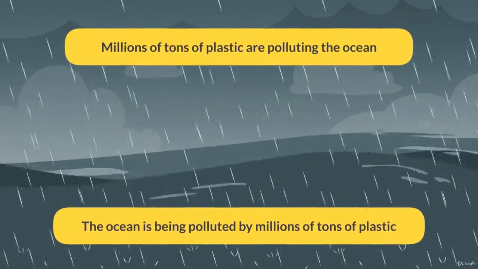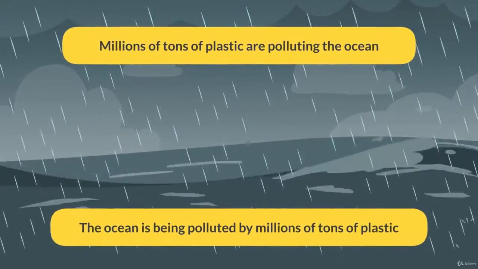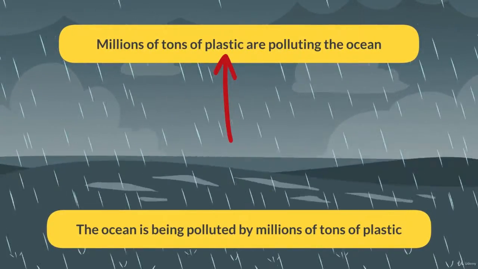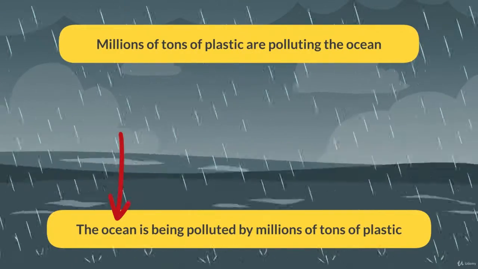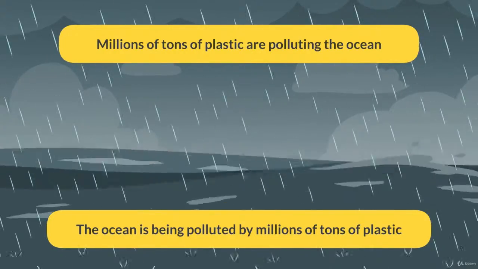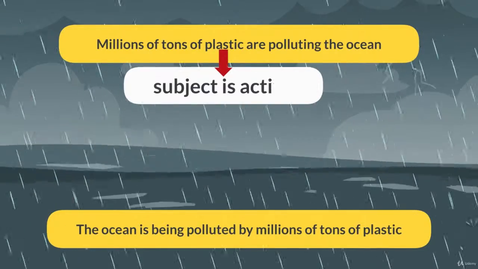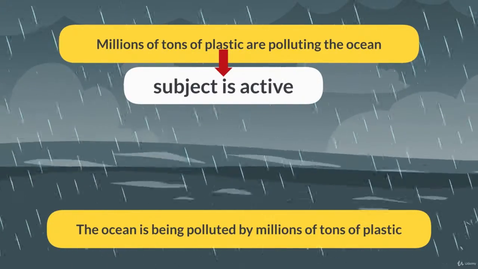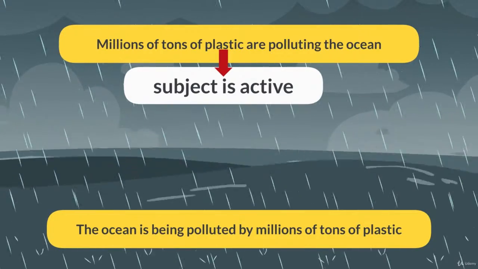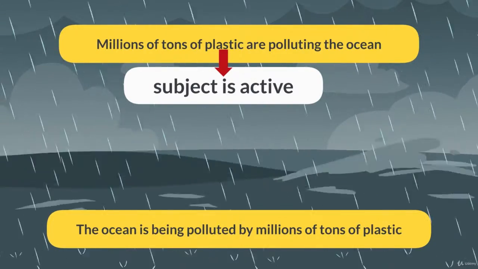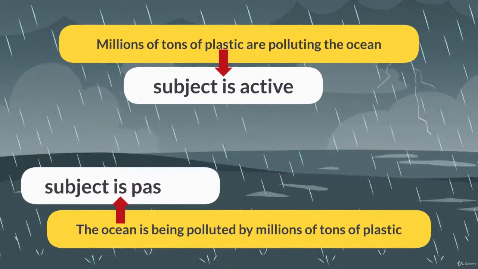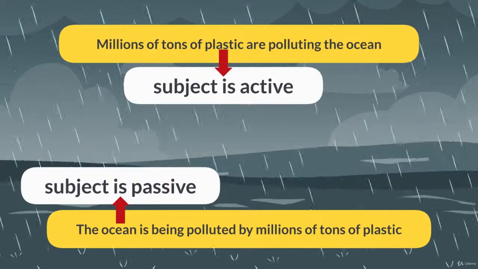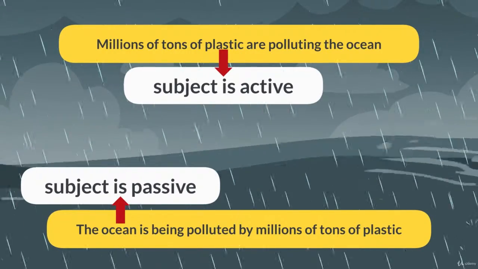The same context, different focus. In the active sentence, we focus on plastic. In passive, on the ocean. In active sentence, the subject is active. It's doing an action. Plastic is polluting. In passive sentence, the subject is passive. The ocean is receiving the action. It's not doing anything.